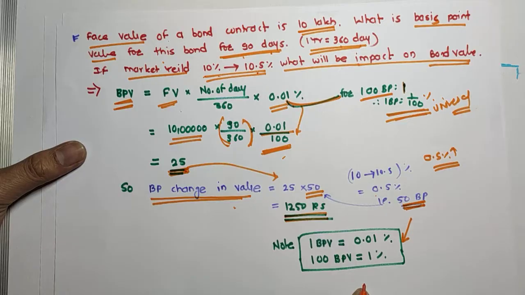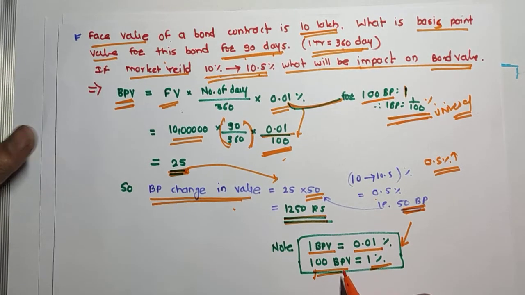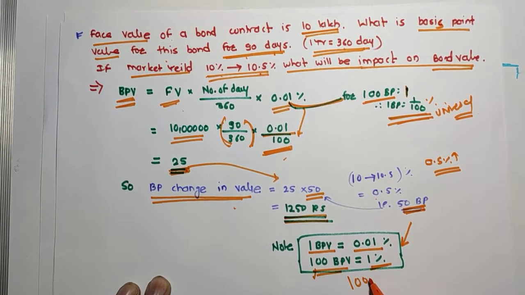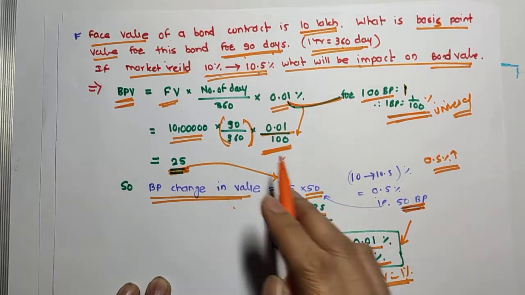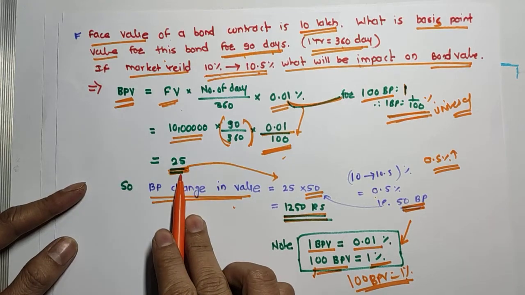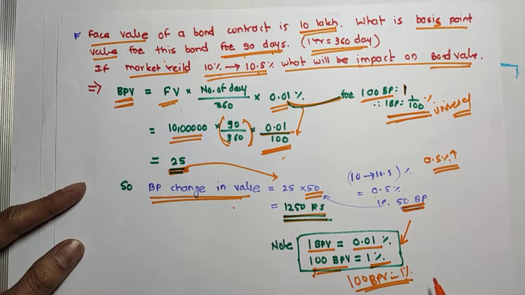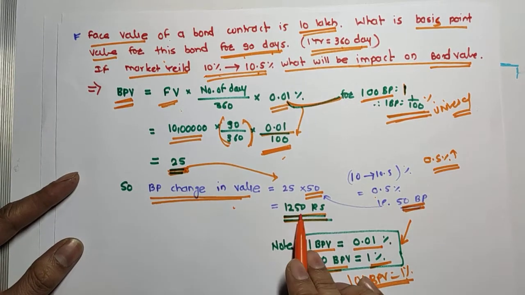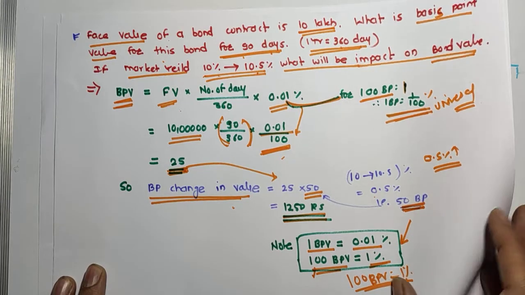So here one important thing you have to remember is that 1 BPV is 0.01%, and 100 BPV is 1%. Just remember this second equation, that is 100 BPV is equal to 1%. From that you can easily come to know how to solve that type of numerical. These are very basic numericals, right? We have first calculated the BPV 25. Now for change you have to just multiply by the points. So you will get 1250 as your answer. Okay friends, now we will move to the next.